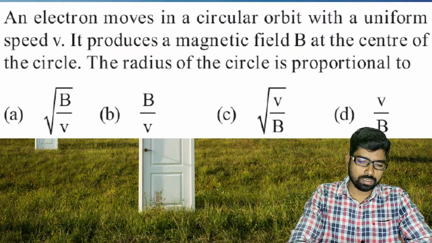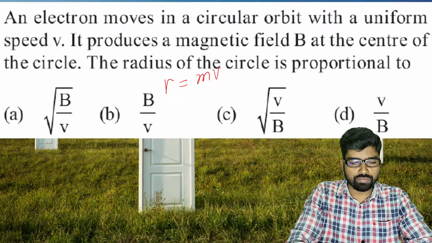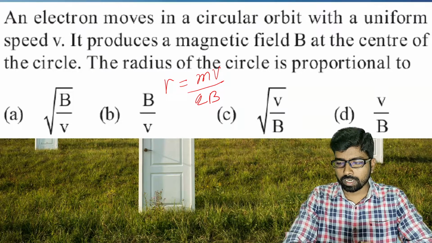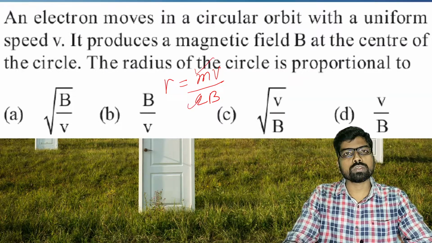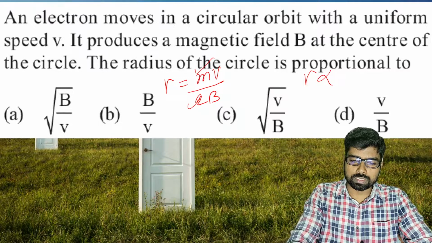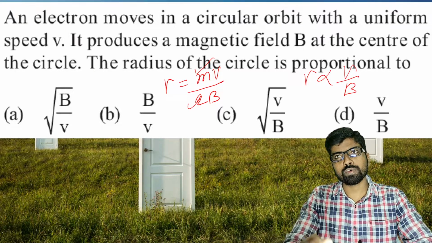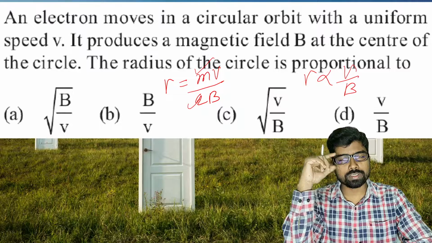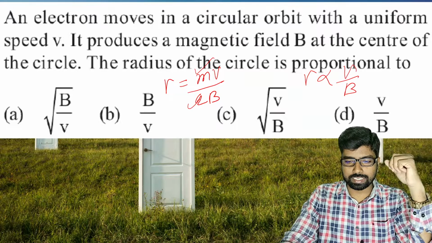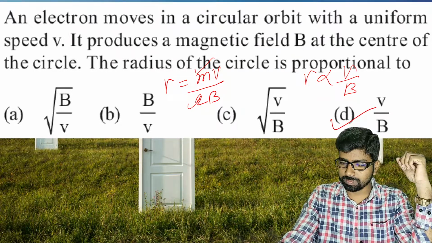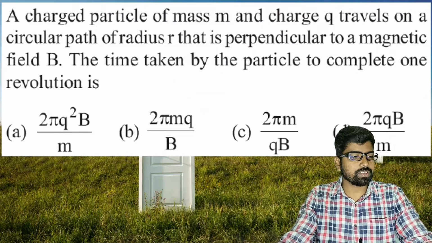As we know, the radius is equal to what? mv by qB. I hope you agree with me. Here the mass of the electron is constant and the charge is also constant. Then R will be proportional to what? v by B, velocity selector. Okay, and of course this year the cyclotron is not in the syllabus, and this is also a portion of the cyclotron. So I think option D is the answer.